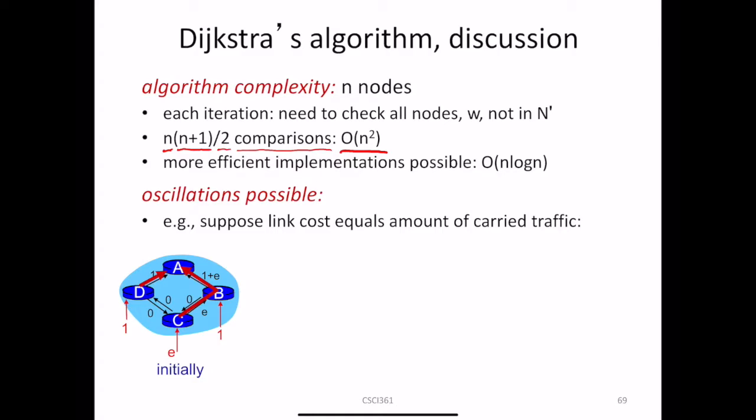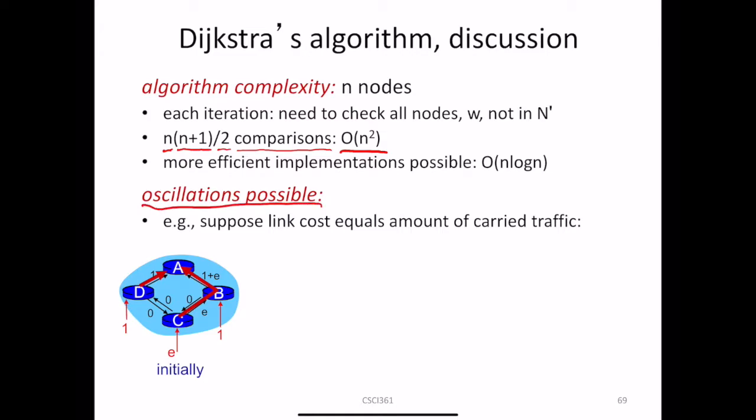And probably there are more efficient solutions which can address this problem with an n log n algorithm, which is better than n squared. However, Dijkstra's algorithm has some problems. For example, listed here is the oscillation problem.